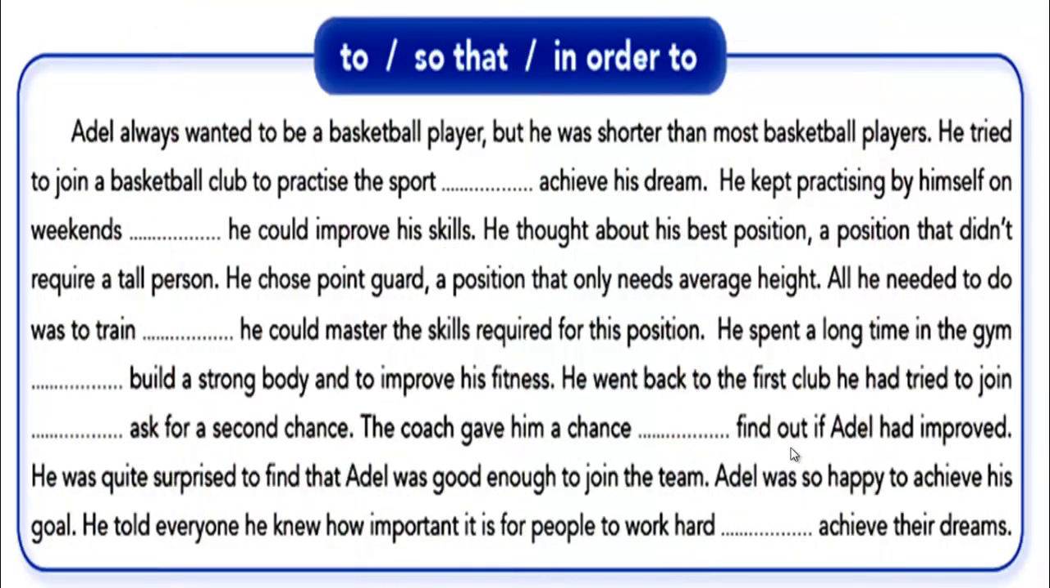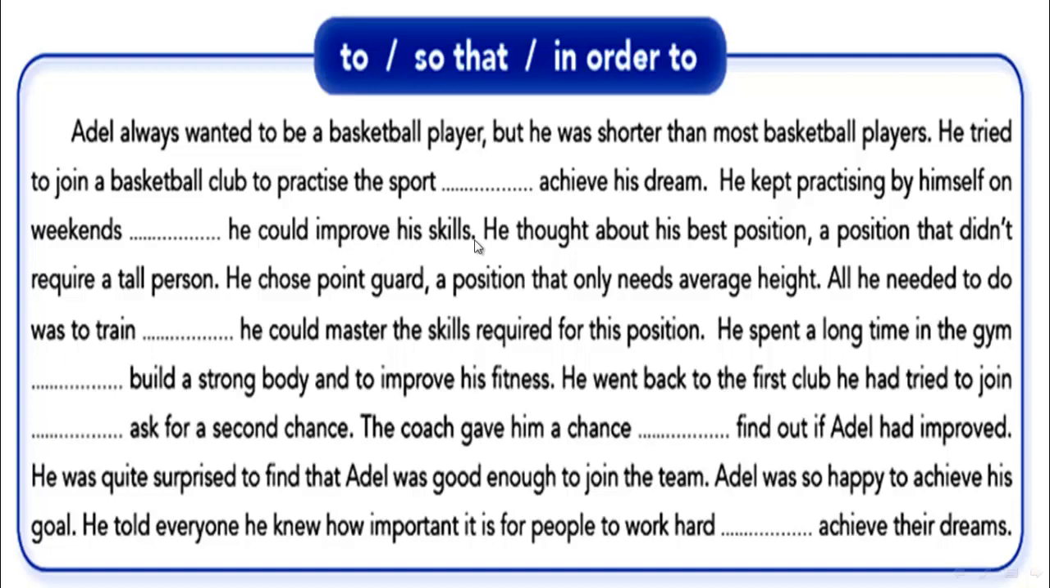Okay, now let's move to answer these questions. Adil always wanted to be a basketball player, but he was shorter than most basketball players. He tried to join a basketball club to practice the sport, space, achieve his dream. Here we have infinitive. So what should we use? To, so that, or in order to? He kept practicing by himself on weekends, space, he could. Look at this one. We have a subject plus a modal verb.